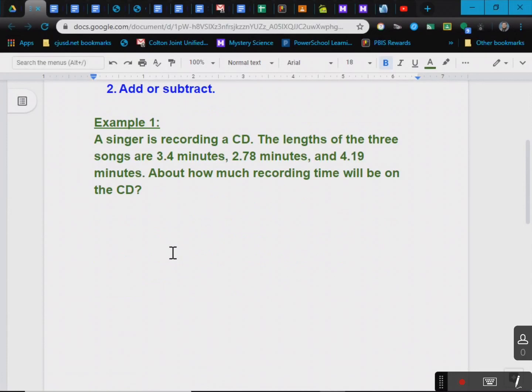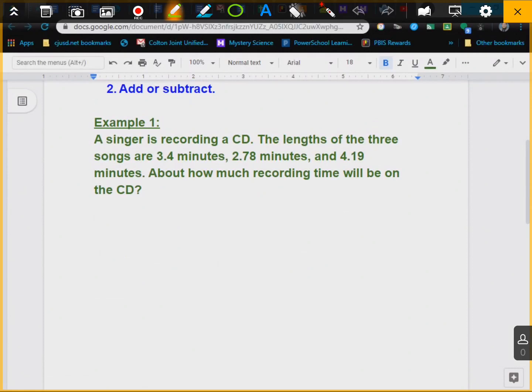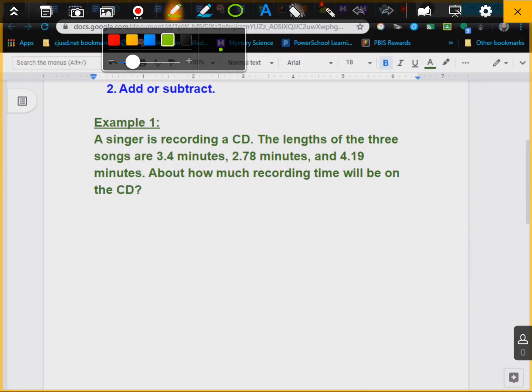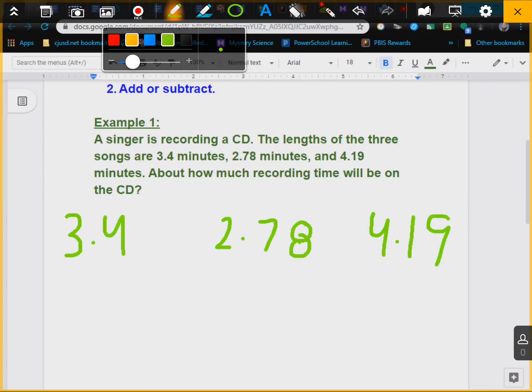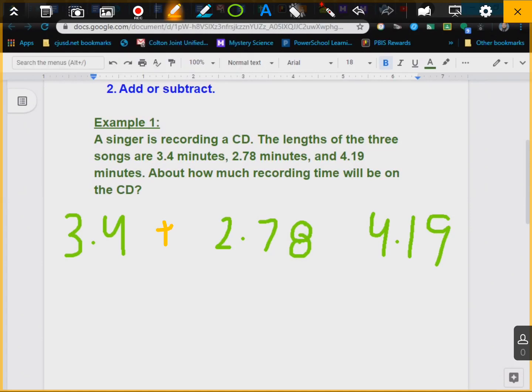We see that a singer is recording a CD. The lengths of the 3 songs are 3.4 minutes, 2.78 minutes, and 4.19 minutes. About how much recording time will there be? So I'm going to write down the numbers 3.4, 2.78, and 4.19. And now I'm going to round to the nearest whole number because they're asking how much recording time is going to be. You know that you have to add all these up to find the recording time.